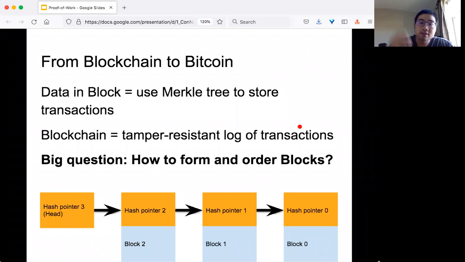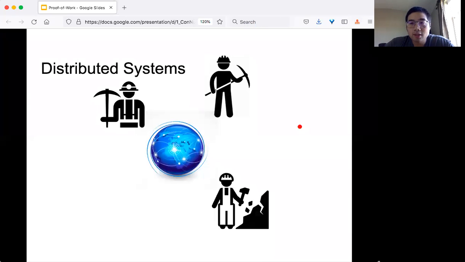Recall that from last time we introduced the idea of hash pointer and blockchain, and from blockchain to Bitcoin, we need to answer how to order blocks. So before I start, let me explain to you why this problem is non-trivial in distributed systems.